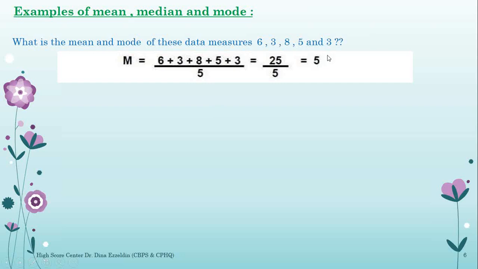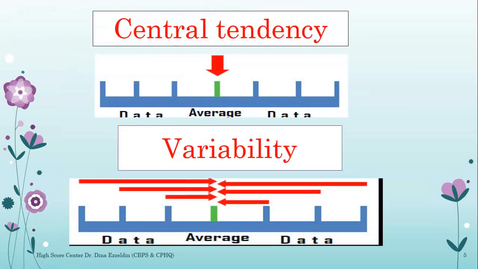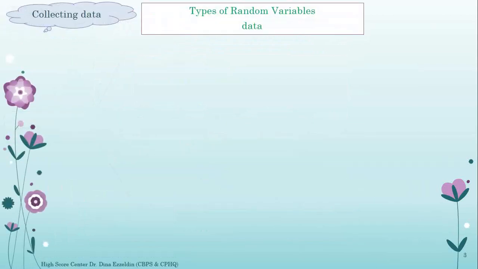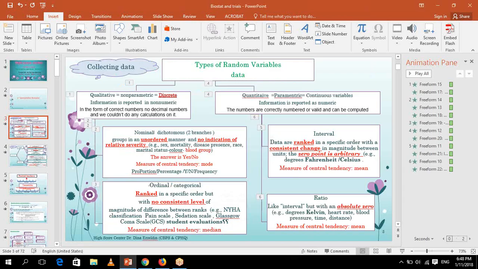But let us imagine that one 3 is 100. So when we calculate the mean, it will be 125 over 5, so it will be 25. Is 25 the number in the middle of this data? No. It's only between the 100 and the other numbers, but not in the middle of the data. This is the meaning of sensitive to outliers. If there is any big number, it will affect the calculation of the mean.